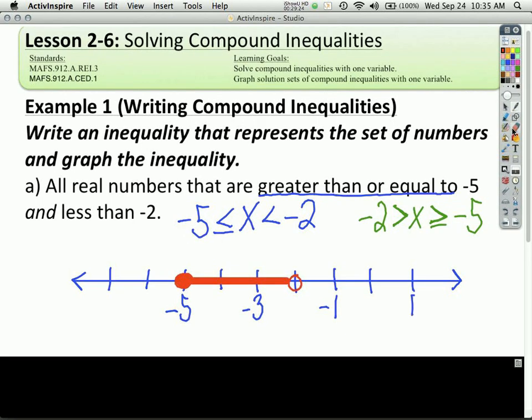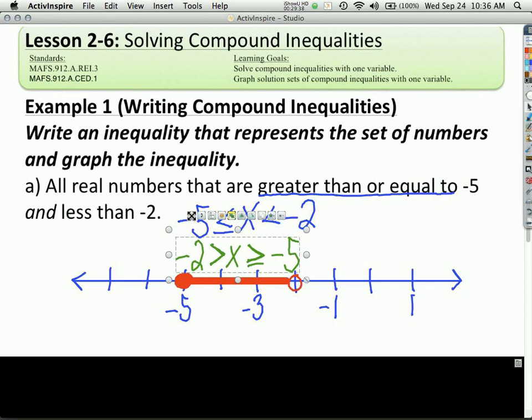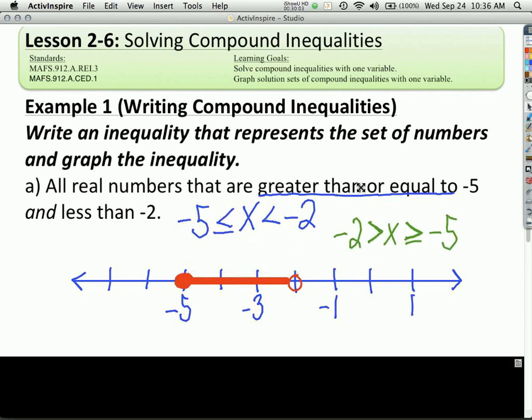Still don't see anything wrong with it? Cheyenne? It doesn't make any sense, because the negative 5 is less than negative 2. Yeah, negative 5 is less than negative 2, but yet I have the negative 2 on the left here. It makes no sense. So it's not really wrong, but it just doesn't make any sense.